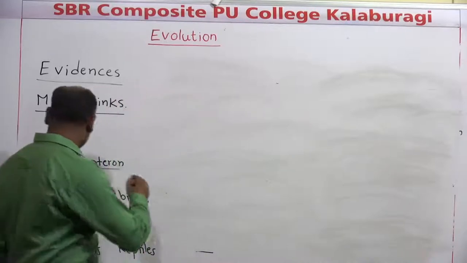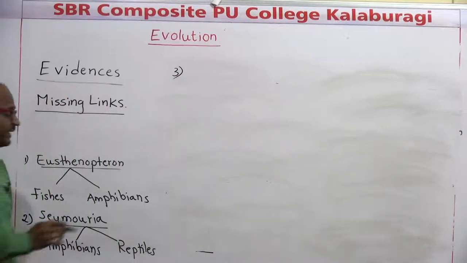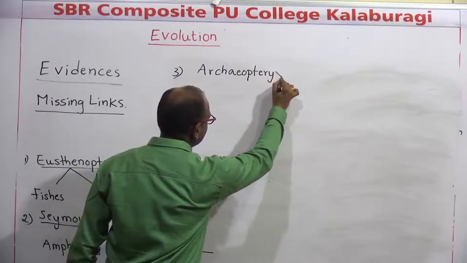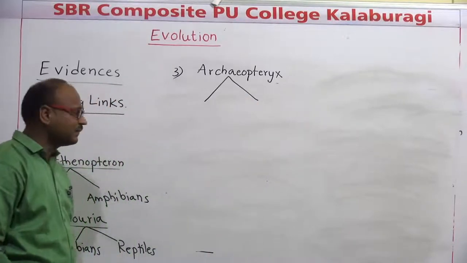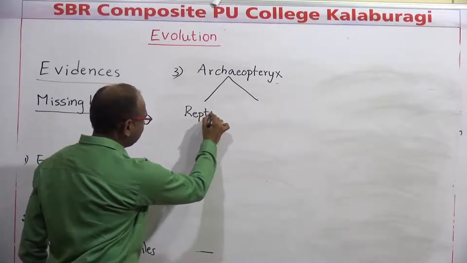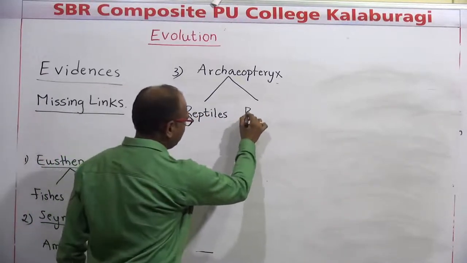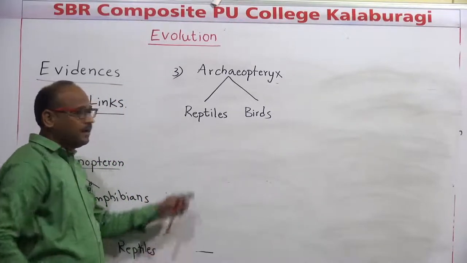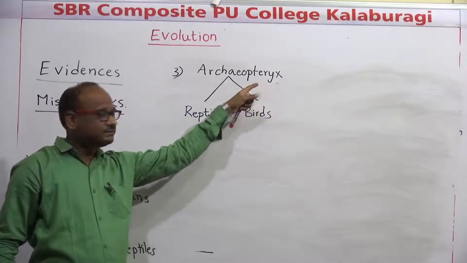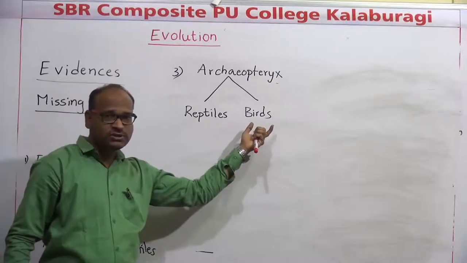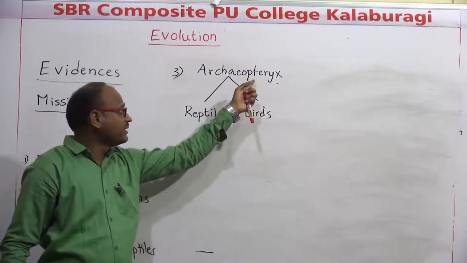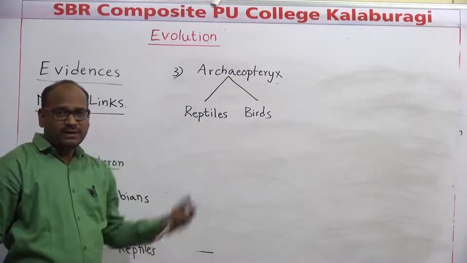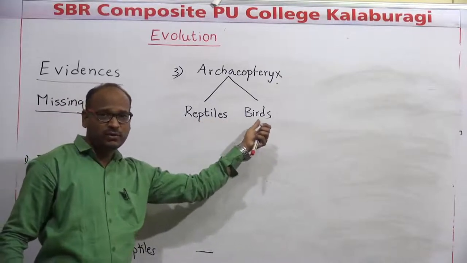Okay, next, another example. Archaeopteryx. It was a missing link between reptiles and birds. This Archaeopteryx is very famous, you know about it. Once it lived, it had some features of reptiles and some features of birds. Now there is no Archaeopteryx. It is already extinct. So it is considered one of the missing links, a missing link between which ones? Reptiles and birds.